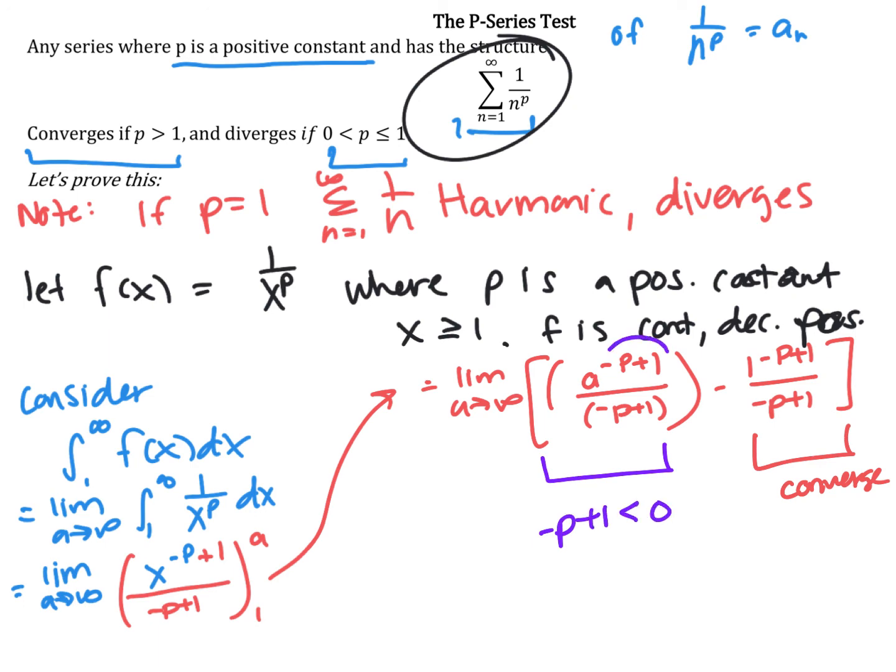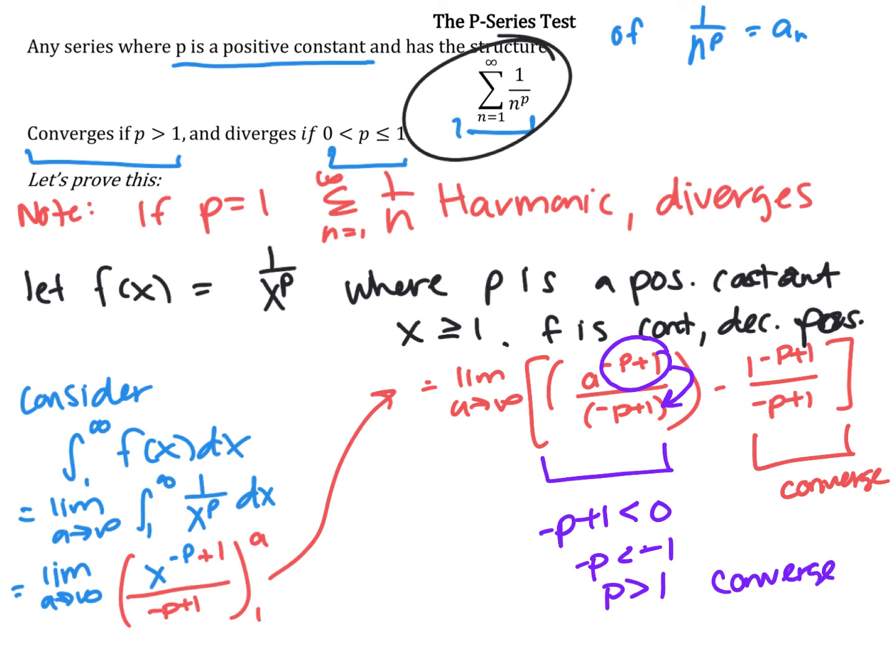As long as this exponent is still negative, this will go into the denominator of the fraction. And as a goes to infinity, we'll have 1 over infinity, which is going to be 0. So as long as negative p plus 1 is less than 0, this integral will converge. So if I solve for p here, if I subtract 1, negative p is less than negative 1. So p must be greater than 1 in order for this to converge.